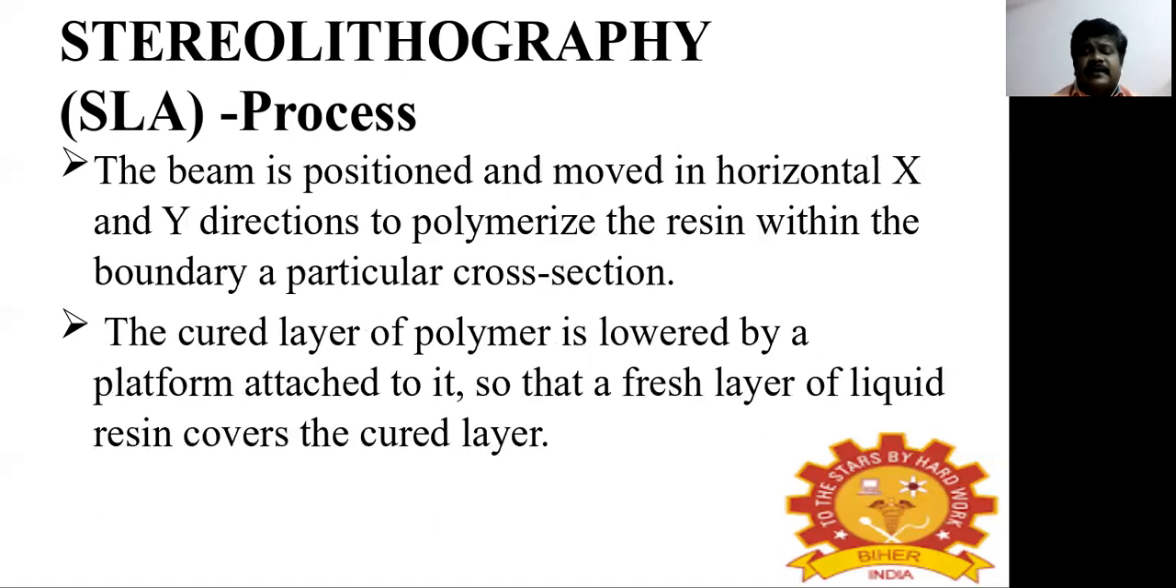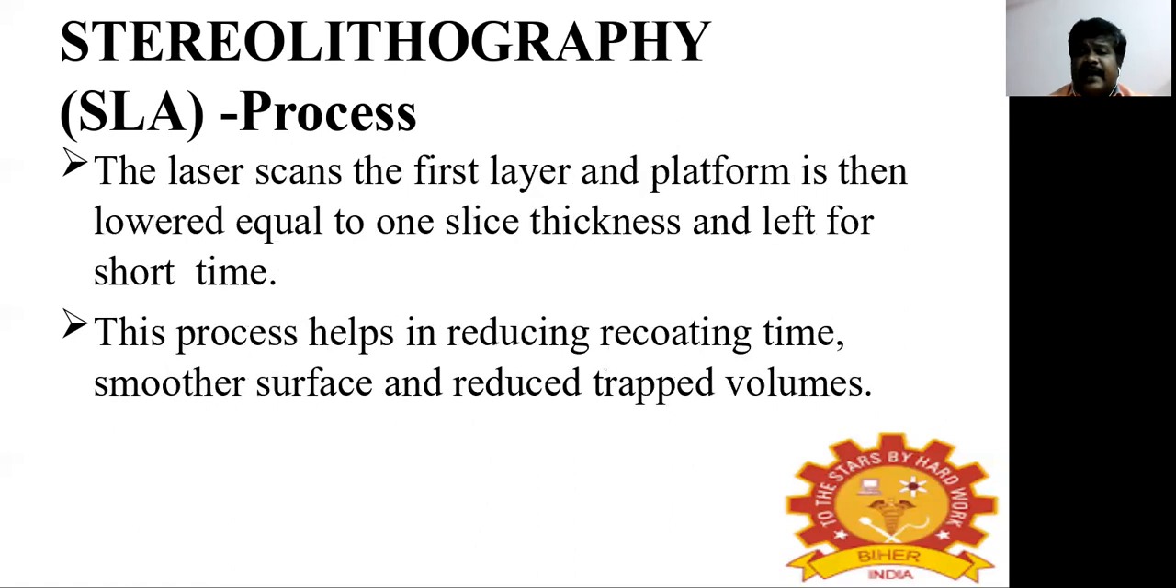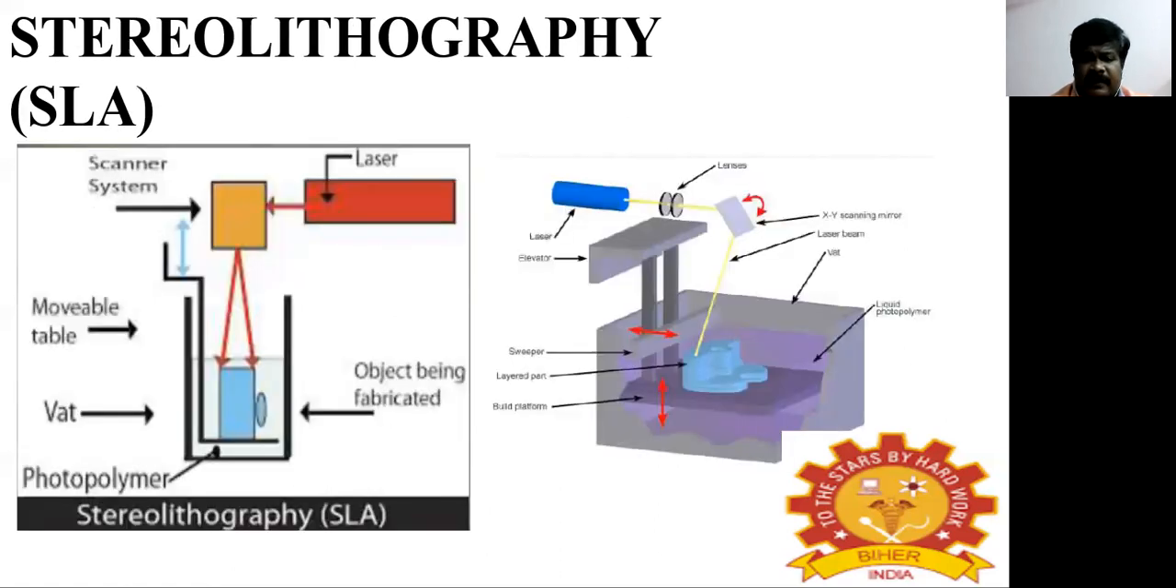You can see the beam will be positioned and moved in the horizontal X and Y directions for polymerizing the resin, within the boundary of a particular cross section. The cured layer of our polymer will be lowered by the platform itself, till a fresh layer of liquid resin covers the cured layer, as you can see in the figure, till our object is fabricated.